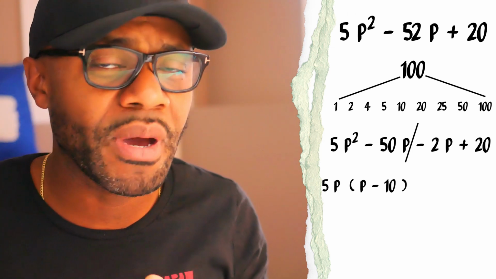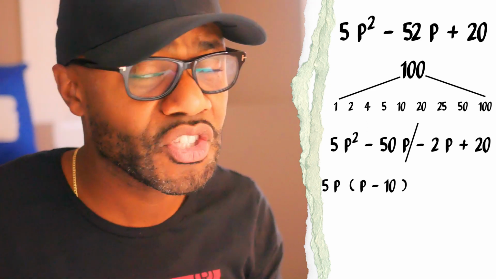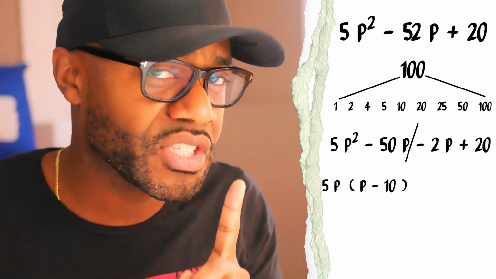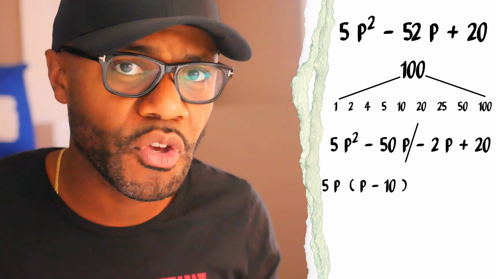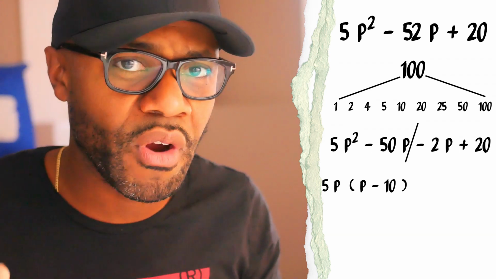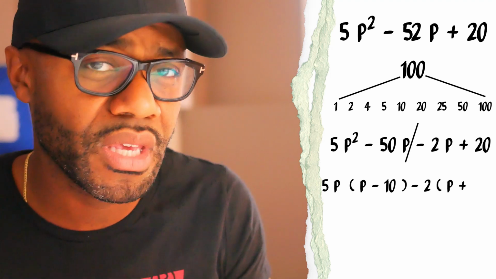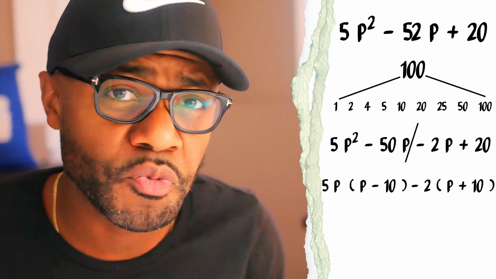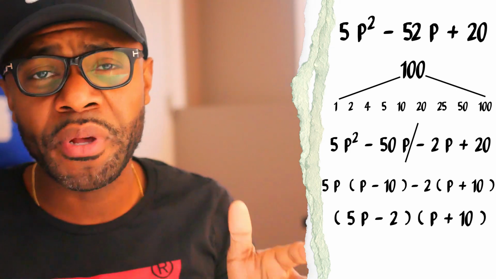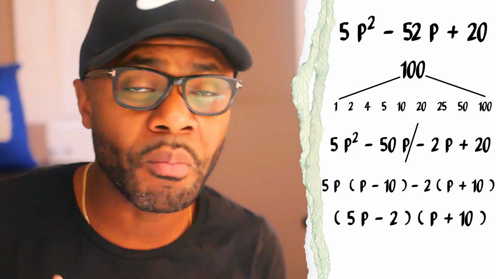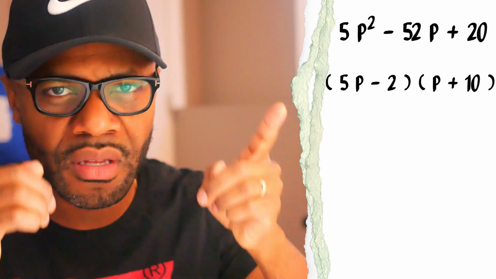Now you know that the p minus 10 has to be duplicated on the right-hand side, and the greatest common factor for the right-hand side is going to be 2. We pull out 2, not just 2, but -2, and we're left with p plus 10. So we have the coefficient of -2 on the right-hand side being pulled out of the parentheses. So it's -2 times parentheses p plus 10, leaving us with a final expression of 5p minus 2 times p plus 10. Let's put it back in the box to see if it all multiplies back up to the top expression. So we can do that right now.